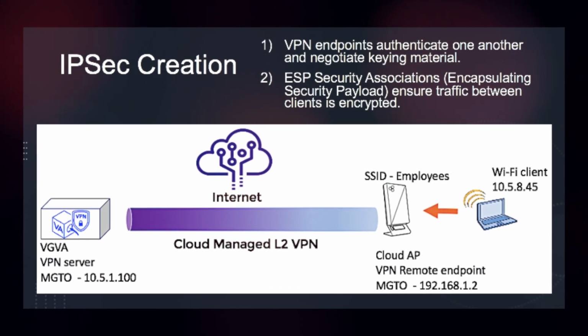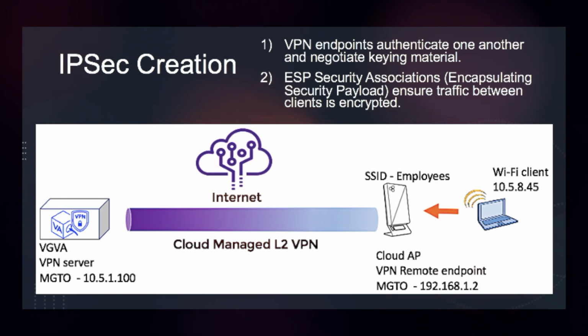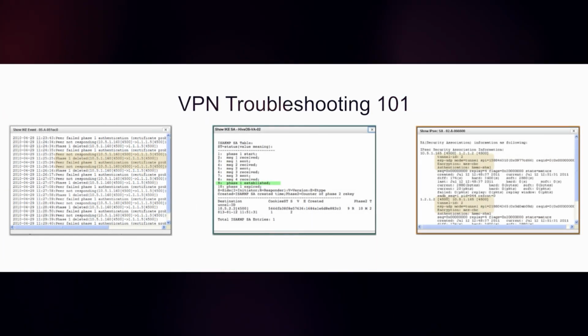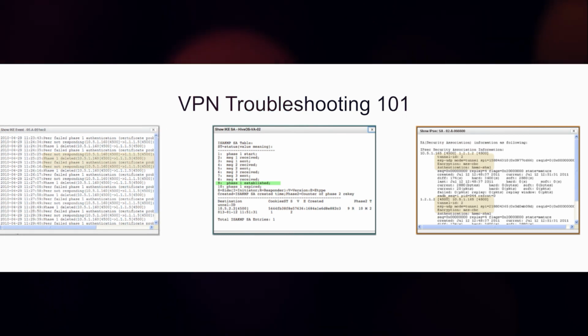There's phase one, where the endpoint devices authenticate one another and create a tunnel. In phase two, ESP security associations ensure traffic between clients is encrypted. Understanding the activities in each phase helps isolate where the problem might be when troubleshooting.